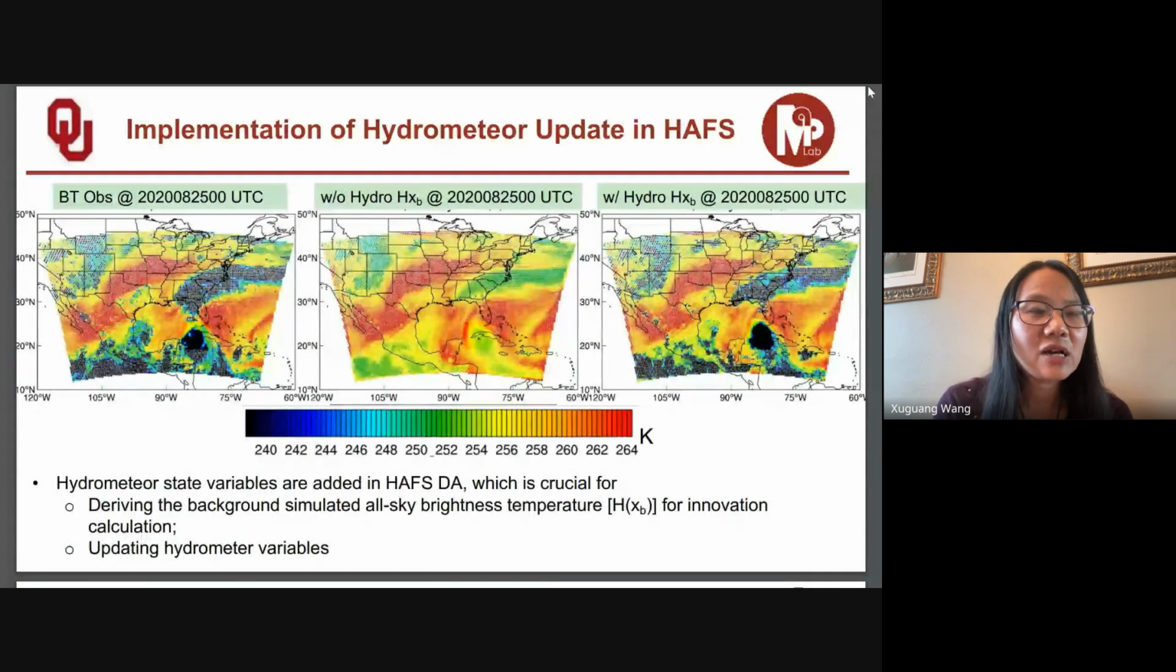So in the next few slides, I'll share the implementations we made in order to enable HAFS ABI all-sky radiance assimilation. The first development is to implement hydrometeor update. HAFS does not update the hydrometeors yet, so we have to implement the hydrometeor update. Before we do that, you can see the observation priors do not see the hurricanes or clouds at all. After implementation, observation priors are now able to see the clouds and hurricanes. And this also allows us to do the hydrometeor update during the data assimilation. Next, please.